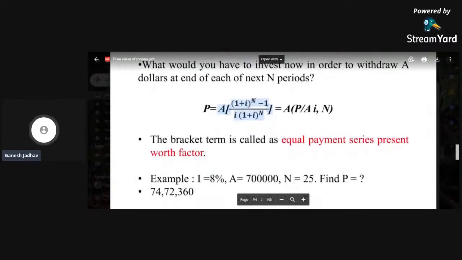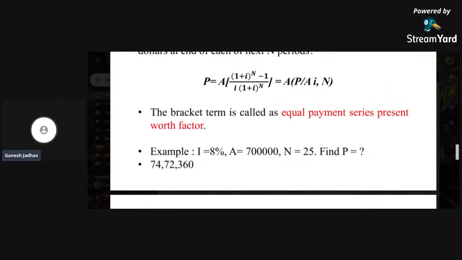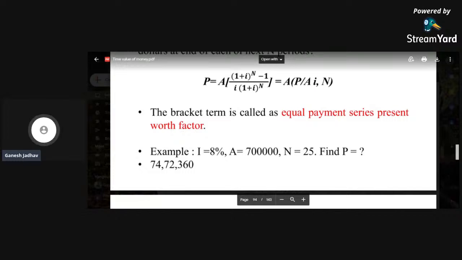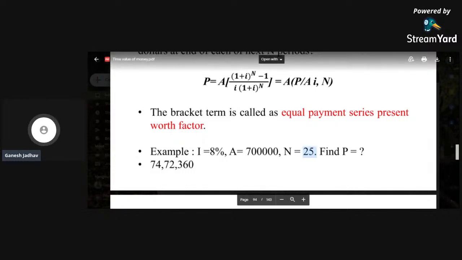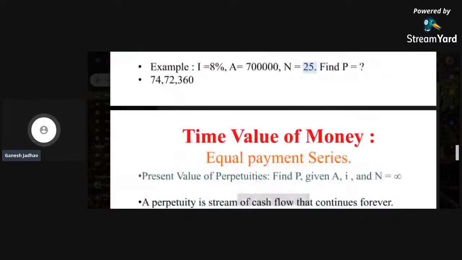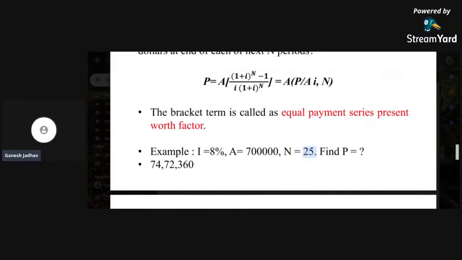Okay, so this is the theoretical part, and this is the example. What is the example? I is equal to 8%, A is equal to 7 lakh, n is equal to 25, that is 25 years. Then find the value of P.